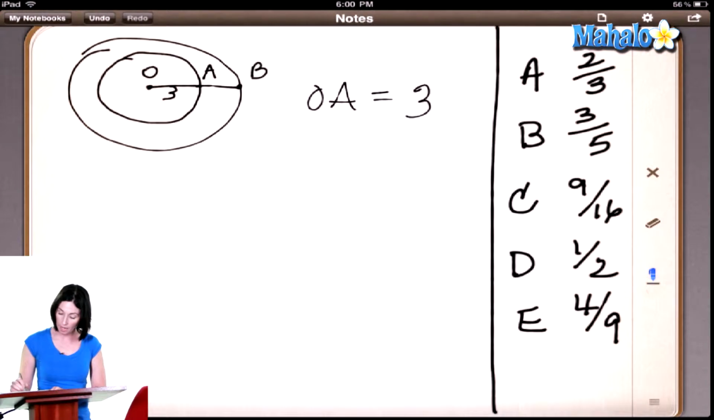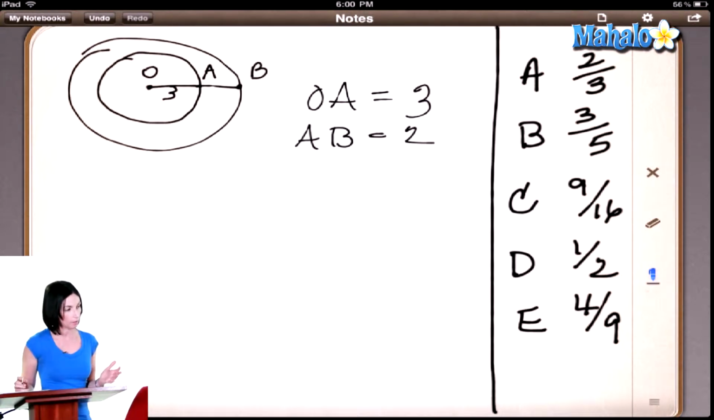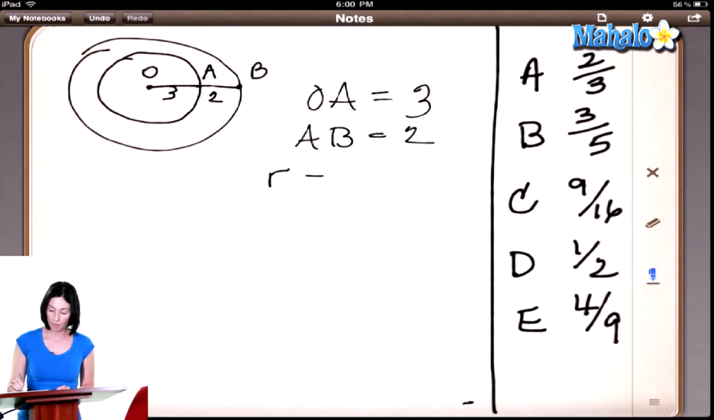And then what else did they tell us? That AB is equal to what? 2. So, but AB isn't the radius of the big circle, right? It's just that part. Okay, so if we know the radius of our smaller circle is equal to 3, what is the radius of our larger circle going to be? Anybody have an idea? 5.